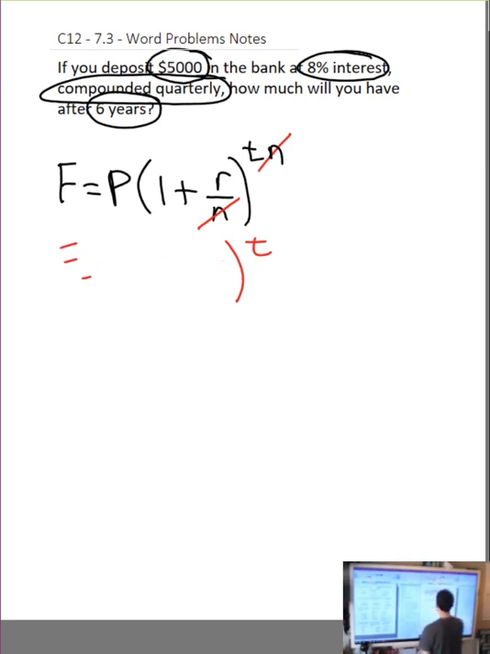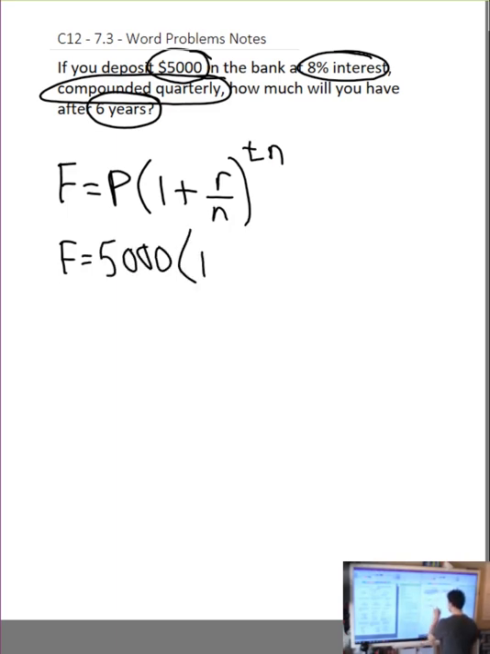Now we are not doing that right now. So we're looking for a future value. We have a present value of 5,000. 1 plus the interest rate, 8%, 0.08, over N. Now N is the number of times we compound per year. So if we're compounding quarterly, that's 4 times per year. Not 3 for 3 months, but 4 for 4 times per year, every 3 months.